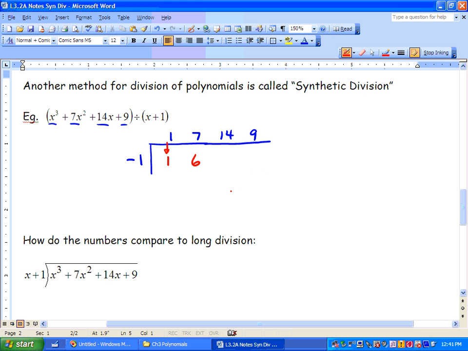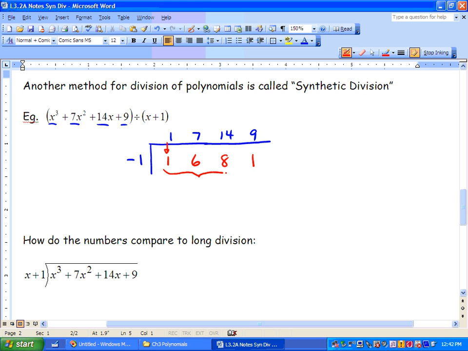And then we're going to just keep repeating that same process, always involving the number off to the side. So it's going to be negative 1 times 6 is negative 6, plus 14, which is positive 8. And then we're going to repeat it one more time. Negative 1 times 8 is negative 8, plus 9 is positive 1. Okay. Now, the idea is this is actually the answer to this division question.